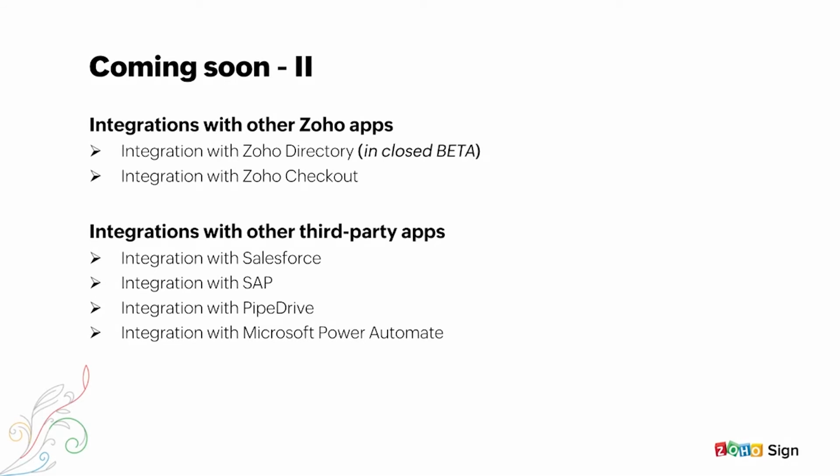Additionally, we are also adding many more integrations with our other Zoho applications, such as Zoho Directory, a secure platform for workforce identity and access management, and Zoho Checkout, which helps you collect payments from your customers while signing a document. We also have third-party integrations in the works with applications such as Salesforce, Pipedrive, SAP, and Microsoft Power Automate.